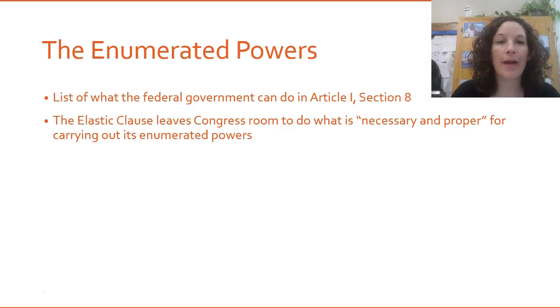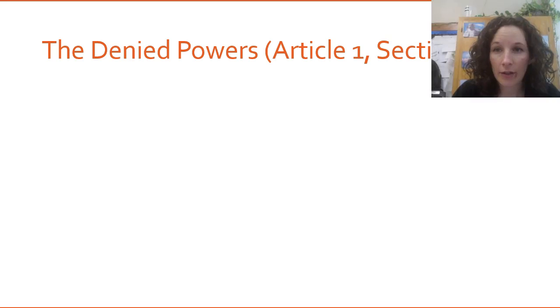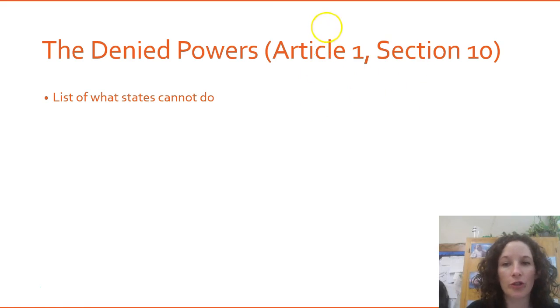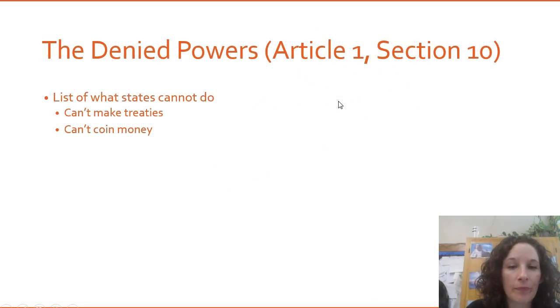And then in Article 1, Section 9, you have a smaller list of what Congress can't do. So the Constitution delineates congressional power, really giving this Congress under this new Constitution more power than the Congress under the Articles had. Article 1, Section 10, the denied powers, these are things the states can't do. So states can't coin money, states can't enter into war or negotiate treaties with other countries. Basic things that the states can't do.